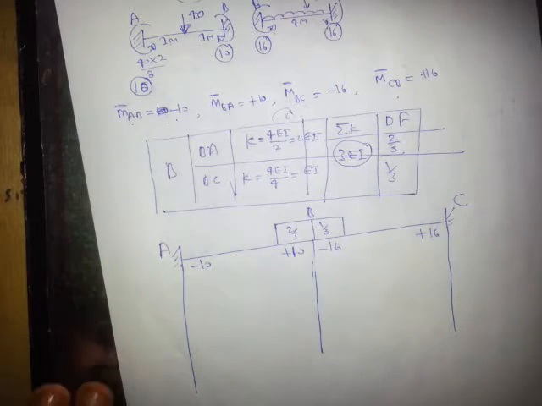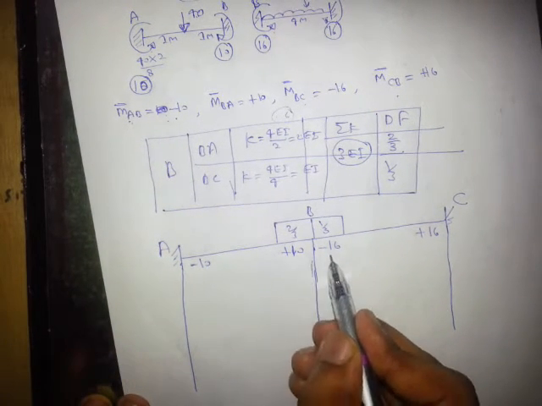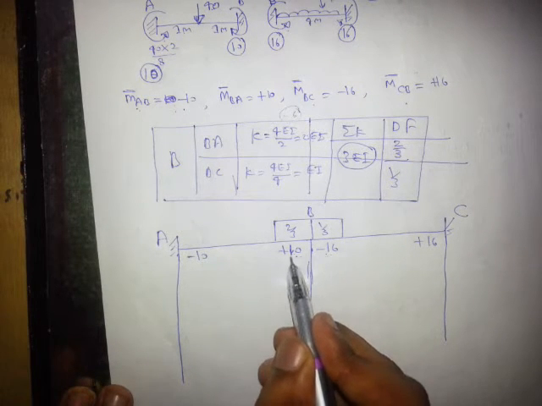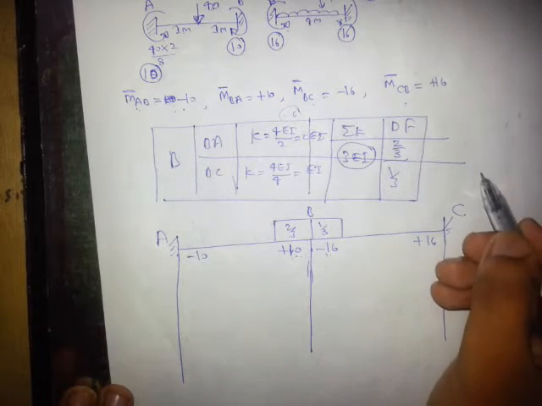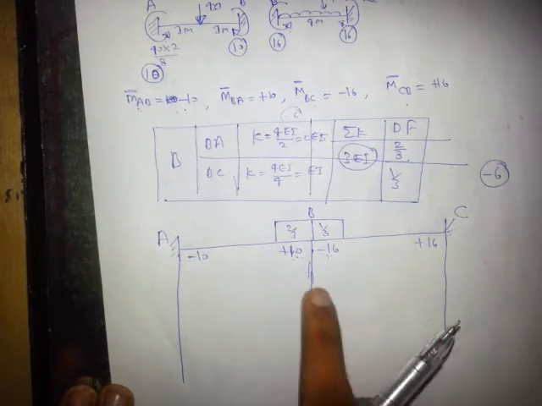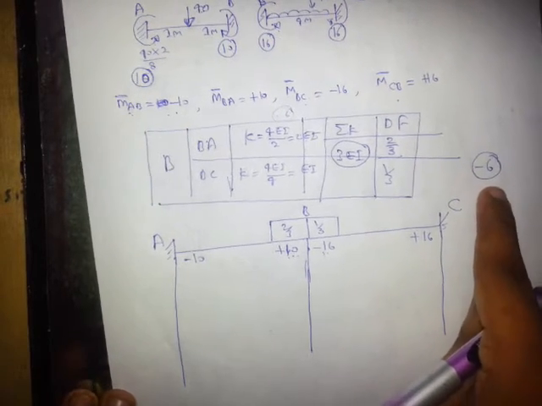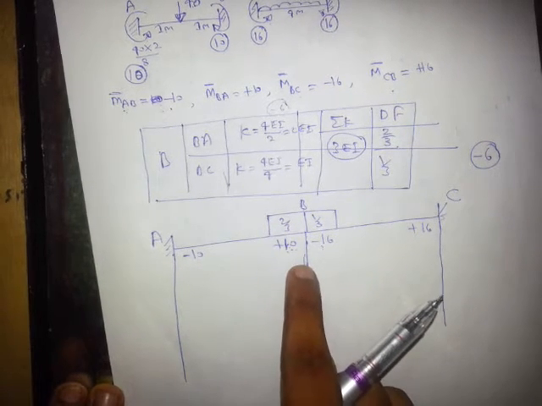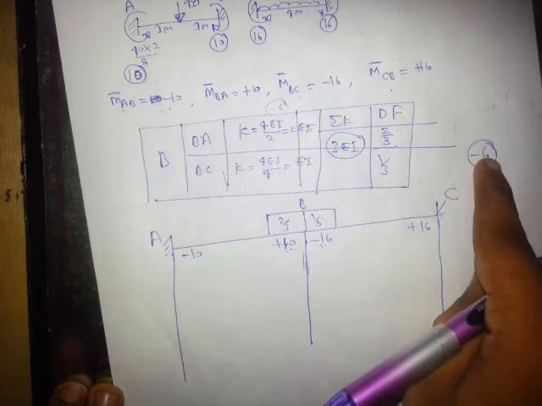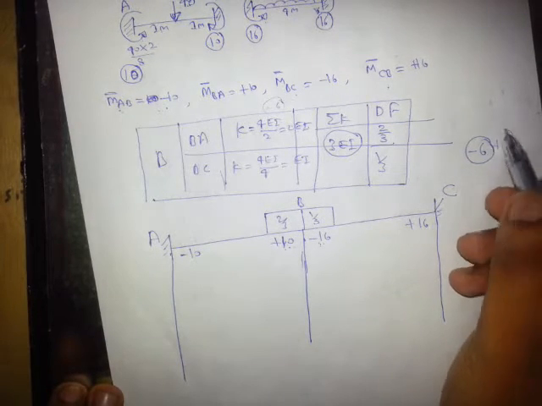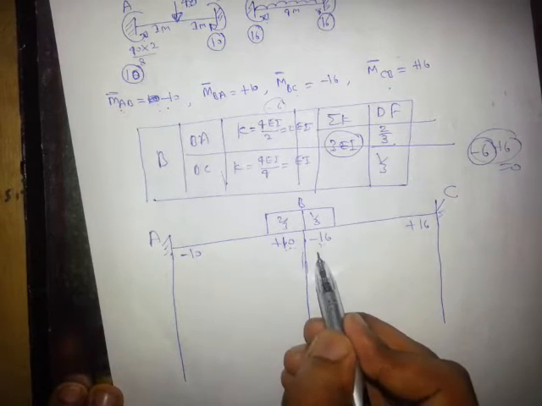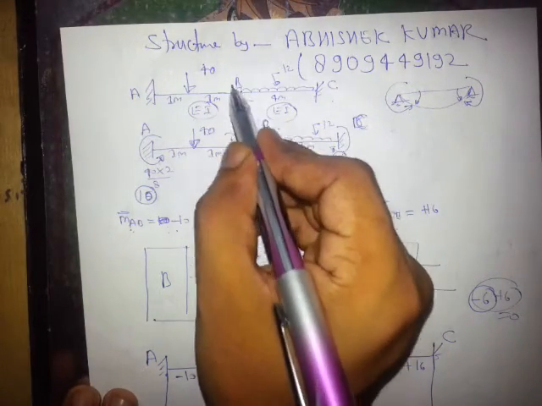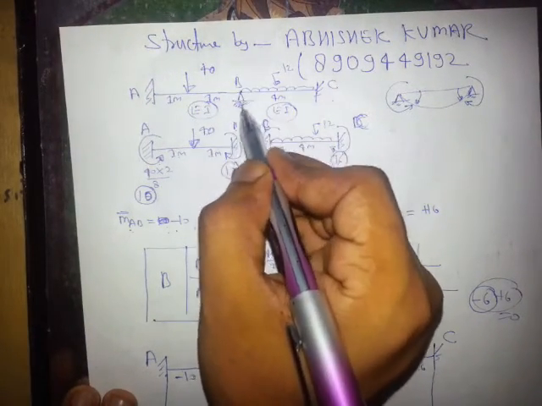So now we will say that the net moment at this joint should be 0, but it is plus 10 minus 16. It is minus 6. So in order to balance this joint, we will apply plus 6. So minus 6 and plus 6 will be 0. This joint will be balanced. So I will apply a plus, means clock. I will apply plus 6 moment at this joint.